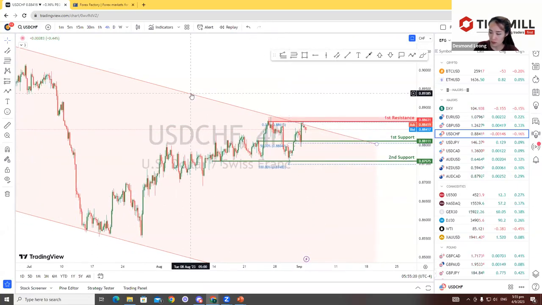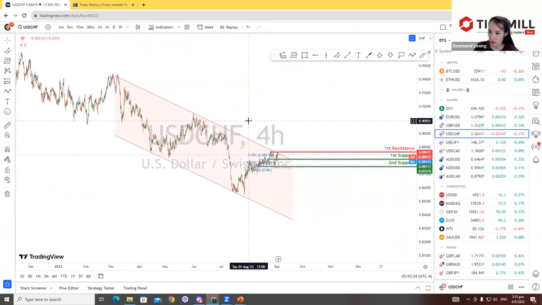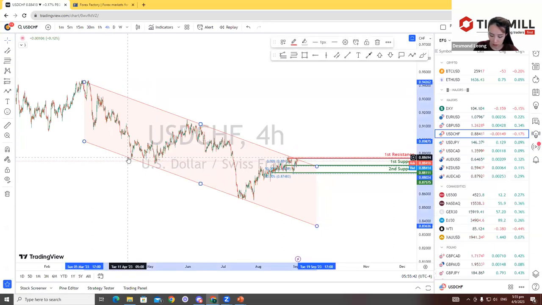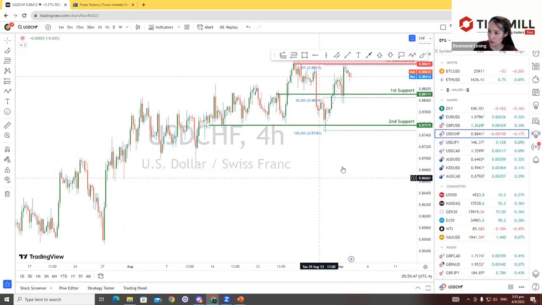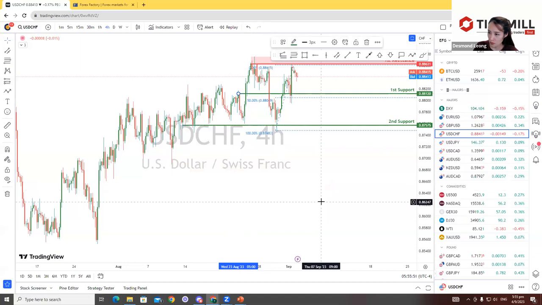So when you zoom in, what you can see here in the H4, because we drew from the daily time frame, is that it's still within the bearish channel line. Let me just remove this one. So this is noise and resistance.